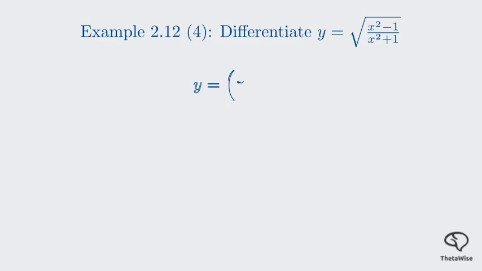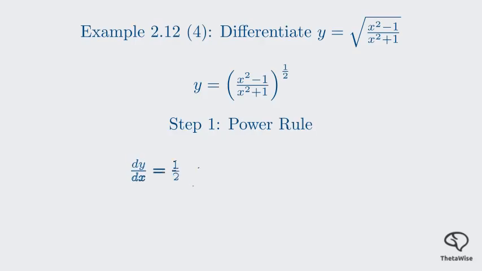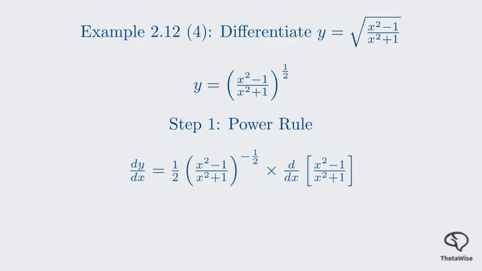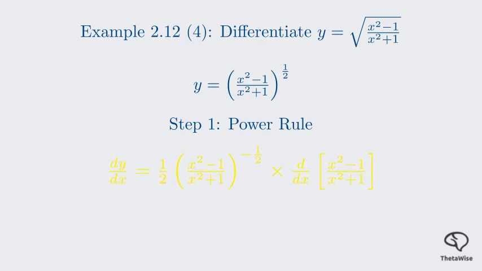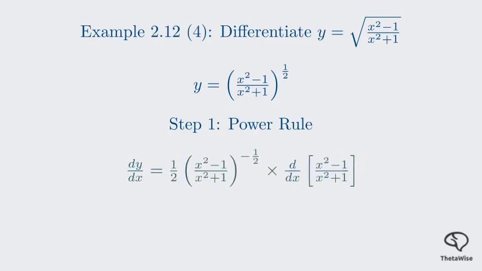So, we have y equals the quantity x squared minus 1 over x squared plus 1, all raised to the power of 1/2. The outermost layer is the power rule, so that's where we start our differentiation. Applying the chain rule, we get 1/2 times the base to the negative 1/2 power, multiplied by the derivative of the inside function. Now we focus on the derivative of the inside, which is a quotient. We need the quotient rule again.